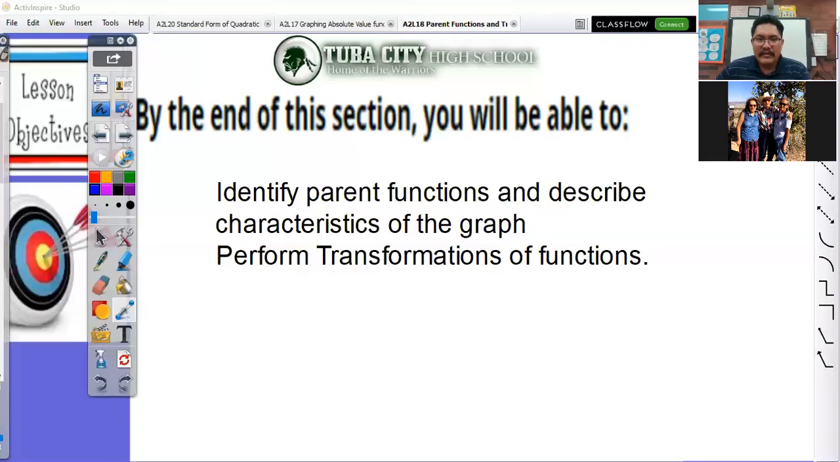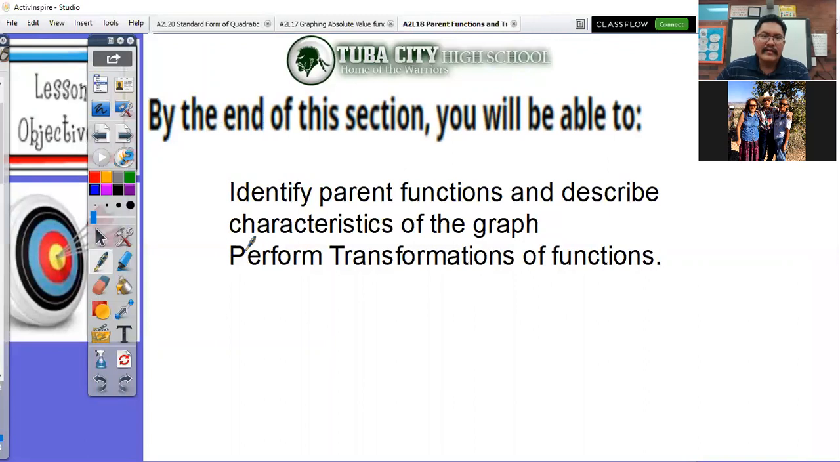So what we're going to do today is identify parent functions and describe characteristics of their graph. Perform transformations of functions. We probably won't get into that today. So again, today we're just going to go ahead and get you familiarized with the parent functions.